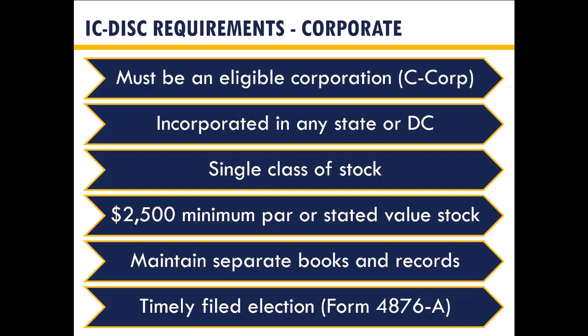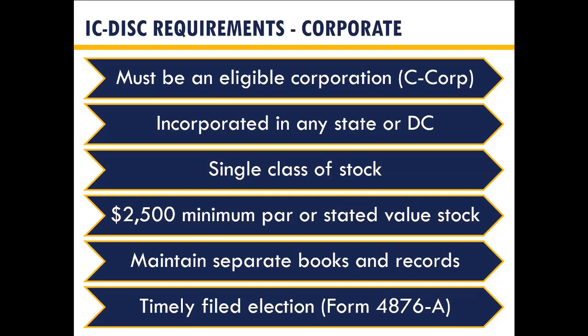And the last item, and probably the most important item, is that you have to file a timely election with the IRS to be treated as an IC-DISC. This is similar to making an S election. So you have to file Form 4876-A with the IRS to be treated as an IC-DISC, and this election is due within 90 days after the date of incorporation.